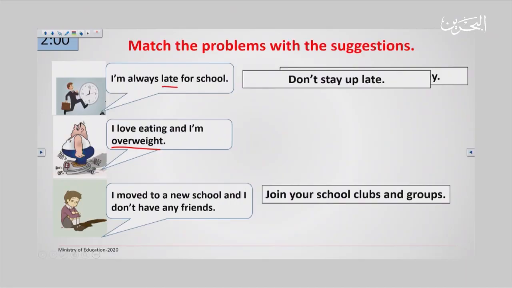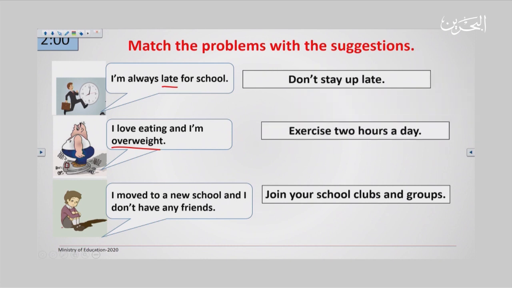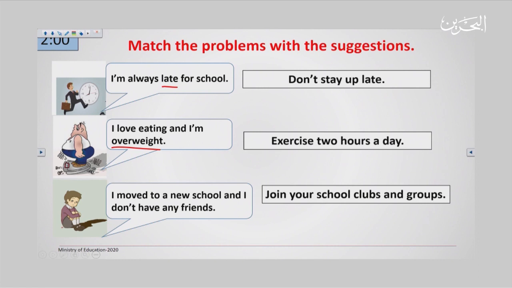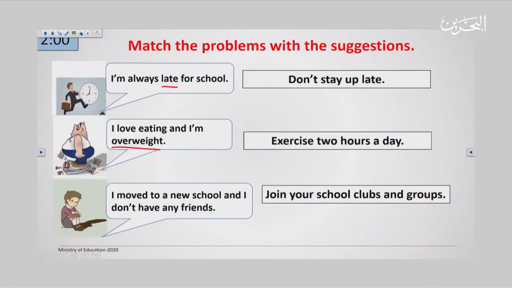Of course, you will find other people who enjoy doing the same fun things, and you will make friends as quickly as possible. What about the third one? Do you remember the solution, or the suggestion, sorry, the suggestion for the problem? Here you go. Exercise 2 hours a day. It's a very useful suggestion, and you will overcome this problem in no time.